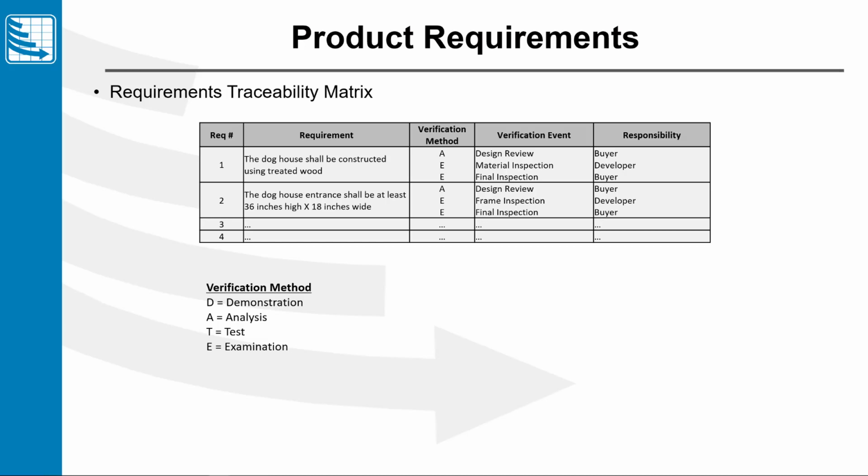Then we're going to spell out which event. What event are we going to do these verification methods at? There should be no confusion at all that we're going to analyze the design at the design review. No confusion. And then assign responsibility. Who is responsible for performing that verification method?